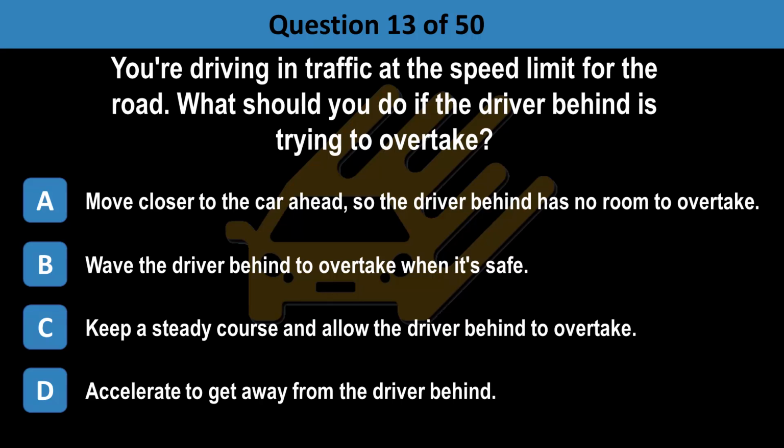You're driving in traffic at the speed limit for the road. What should you do if the driver behind is trying to overtake? A. Move closer to the car ahead so the driver behind has no room to overtake. B. Wave the driver behind to overtake when it's safe. C. Keep a steady course and allow the driver behind to overtake. D. Accelerate to get away from the driver behind.